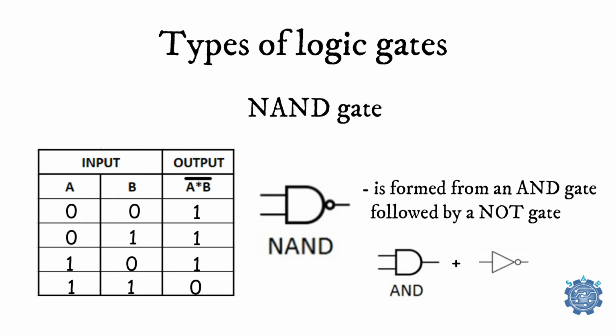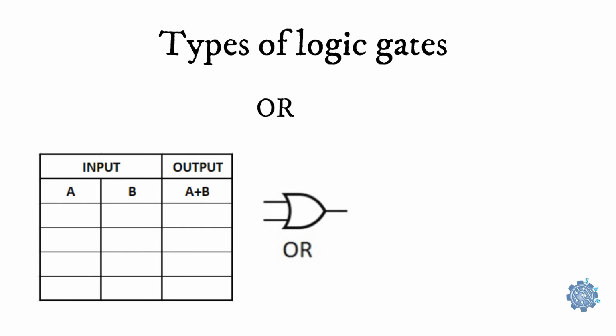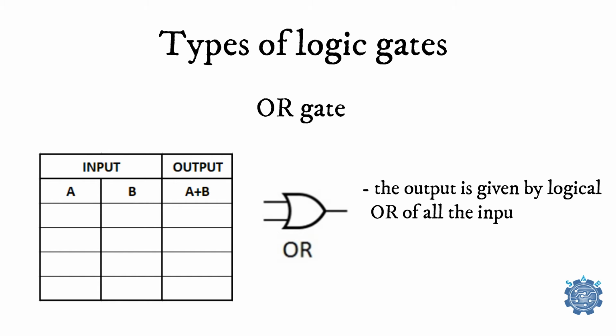OR gate is another logic gate which has also more inputs and one output, and the output is given by logical OR of all the inputs. The only case in which we have the output low is when all the inputs are low. In the other cases, the output will be high.